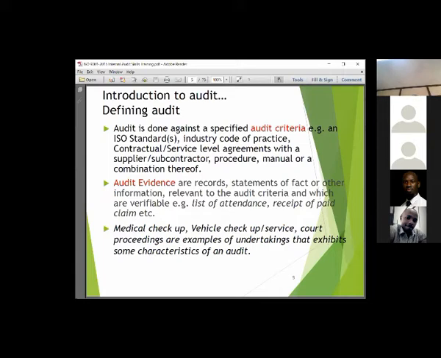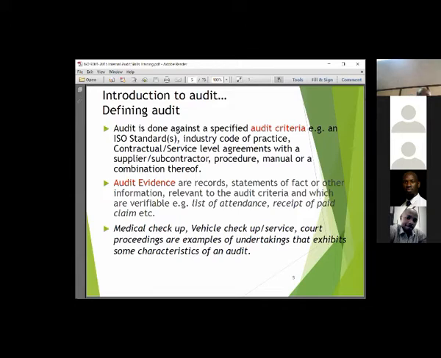Court proceedings, where the judge, and this time as an auditor, you act like a judge. You'll ask for evidence. And if the evidence shows that there was a crime that was committed, then you know what to do. But if there is no evidence, you will not be able to take the person to court or to jail. So especially in court proceedings, evidence is very important.